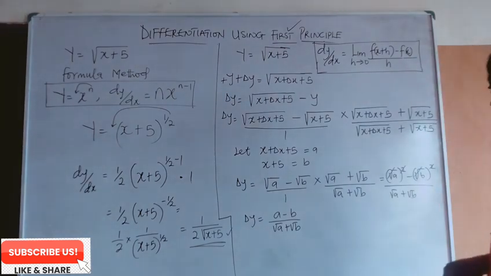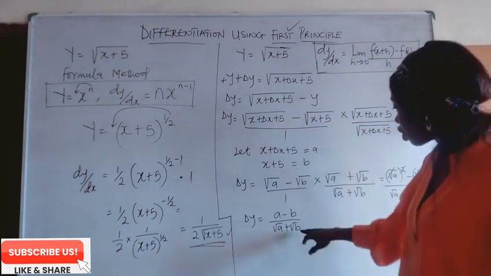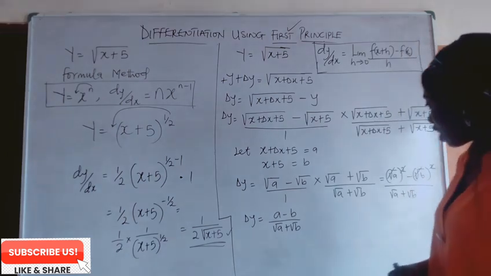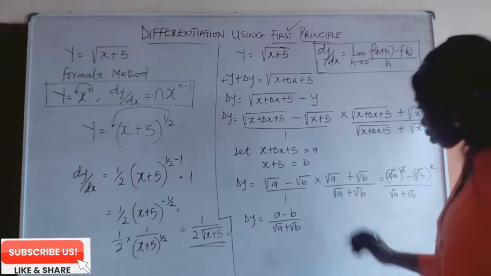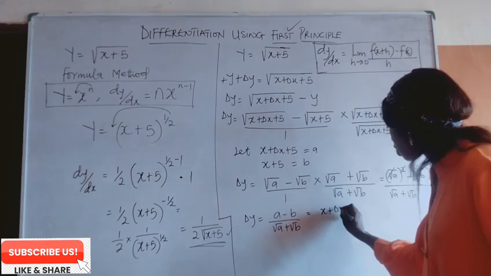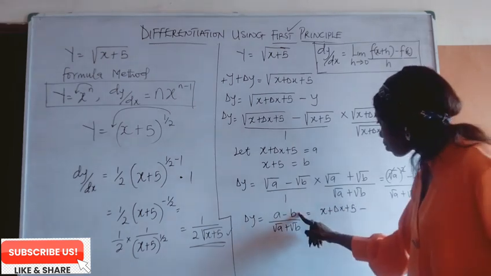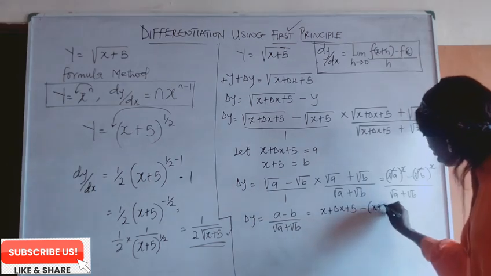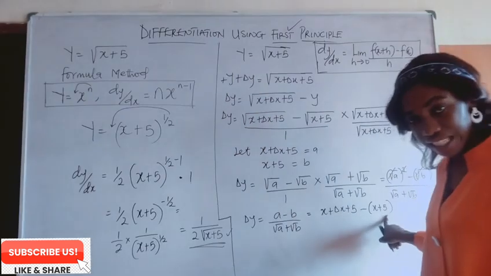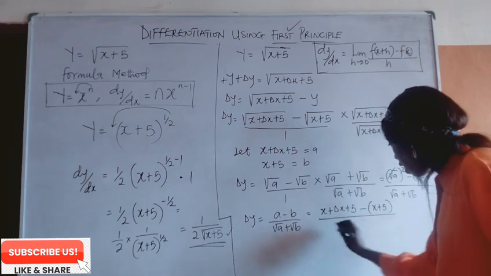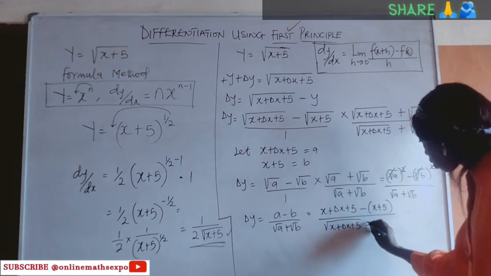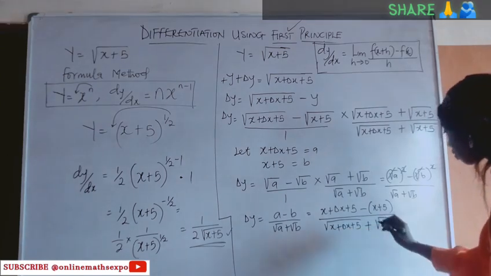So what do you think we should do now? At this point, what we need to do is to simply put in the values of what we have. Let's put in the values to conclude. Our a is x plus change in x plus 5, minus our b. So we put our b in brackets, x plus 5. Please put it in brackets so that this negative sign will affect all that you have in the expression. This is over root of x plus change in x plus 5, plus our b, which is root of x plus 5.